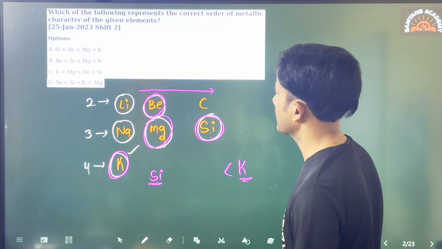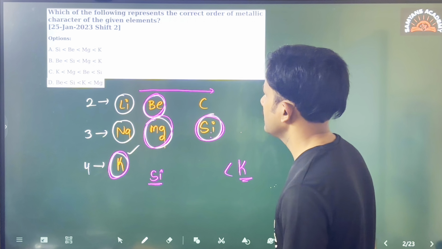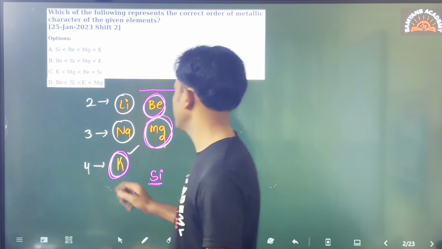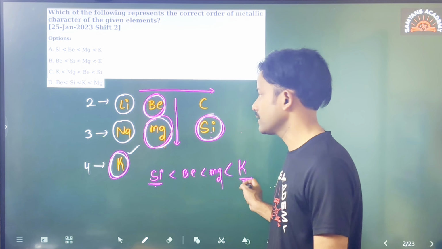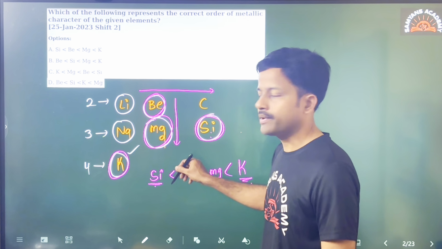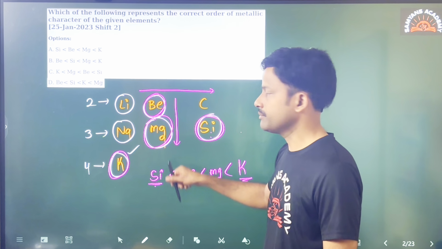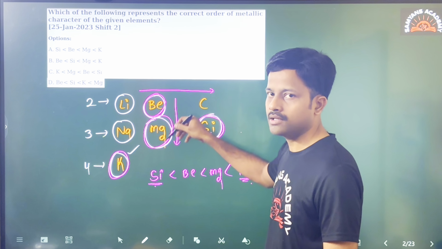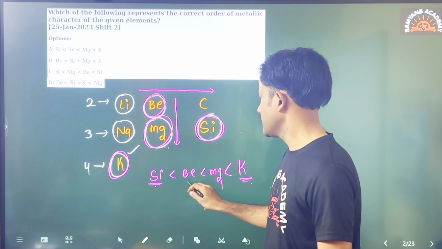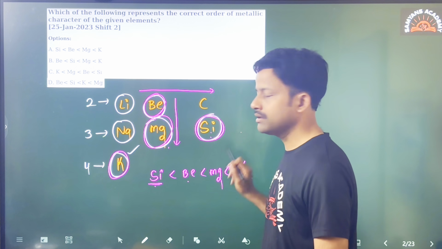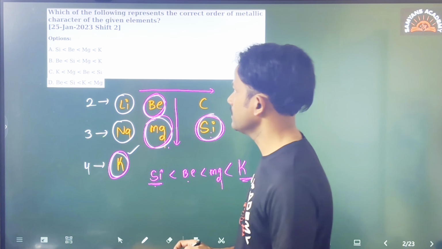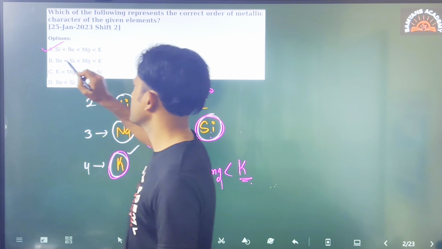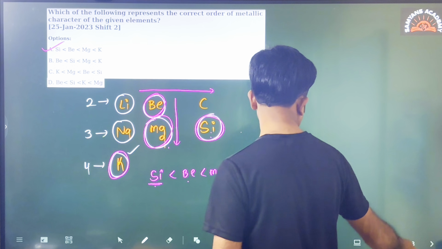And which one is the correct option here? Option A is matching here. Next, which one will come? Down the group, from beryllium to magnesium, metallic character increases, meaning beryllium has less metallic character than magnesium. So your option A is matching. And this question was given in JEE Mains 23.